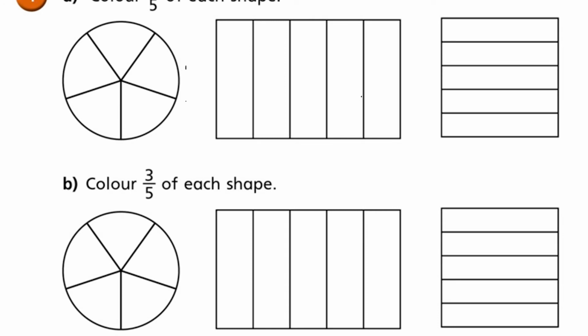So if you have to colour in 3/5, how many do you have to shade? 3, that's right. 1, 2, 3. And how many would you shade on this one? 3. 1, 2, 3. Excellent. What about this last one? How many parts would you be shading? 3. Yeah, brilliant. Well done.